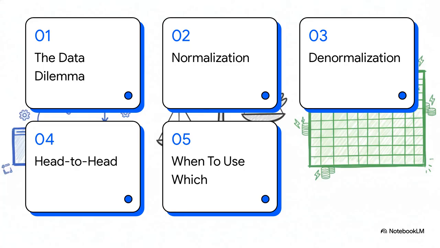So, here's our game plan. We'll kick things off with the data dilemma itself. Then we're going to meet our two contenders: normalization, the tidy organizer, and denormalization, the quick assistant. After that, we'll put them head-to-head and finally figure out exactly when you should use each one.